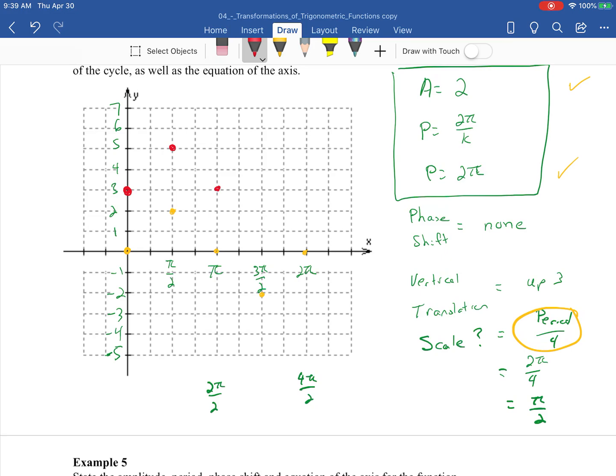Up 3 gives me this point. Up 3 gives me this point. Up 3 gives me 1, 2, this point. And then up 3 gives me this point. And now I've got my points that I can draw a nice smooth curve through.